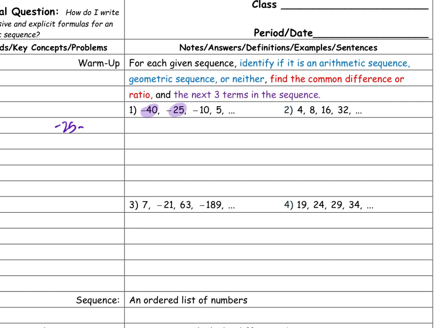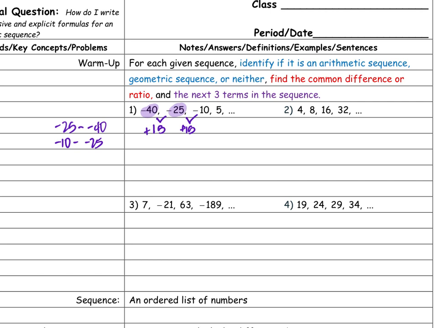So if I take negative 25 minus a negative 40, and if you don't know, you can put it into your calculator. Put that exactly into your calculator, and you should get plus 15. Okay, and I can do the same thing here. I can do negative 10 minus negative 25, and I should get plus 15, because it's going from a bigger negative to a smaller negative.